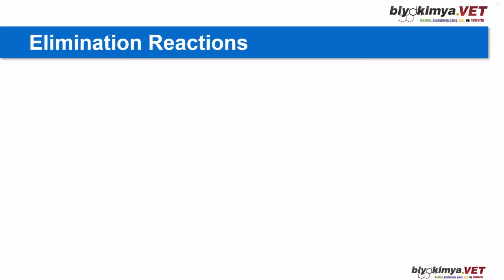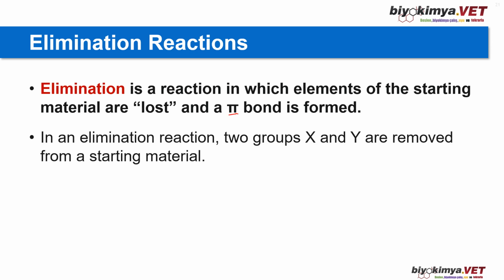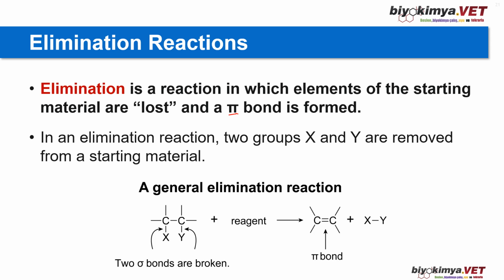Elimination reactions. Elimination is a reaction in which elements of the starting material are lost and the p bond is formed. In an elimination reaction, two groups X and Y are removed from a starting material. And here is the general elimination reaction. An organic compound undergoes reaction with a reagent, and X and Y are removed, eliminated from the organic compound.